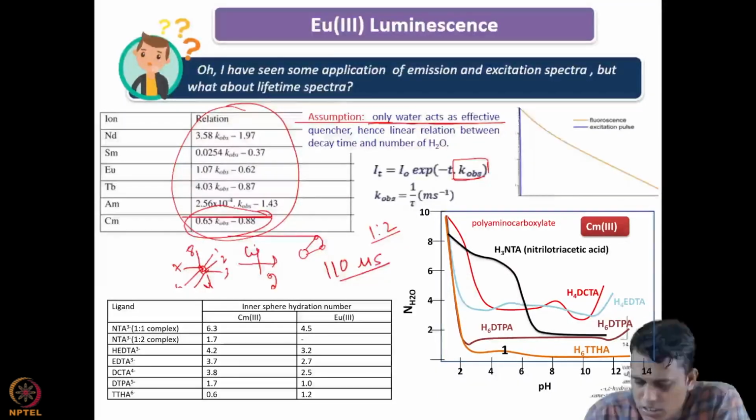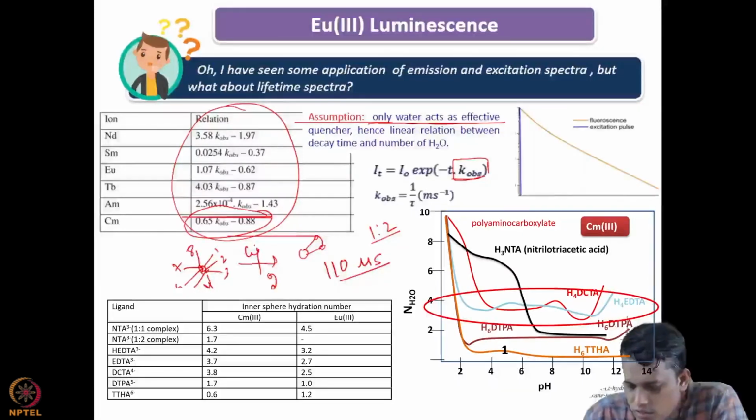Compared to that, if you see this curve, there the number of primary hydration sphere water molecules is still intact. There are some water molecules in the primary hydration sphere.